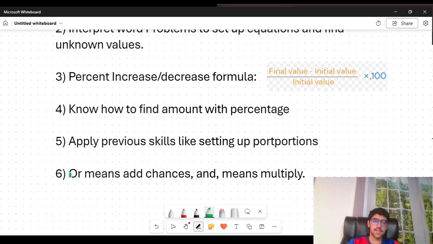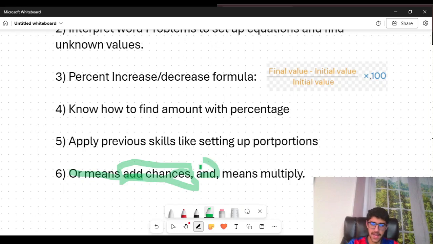And something good to know: if there are two percentages and the question says "or," that means you add the chances of something happening. So let's say there's a 5% chance of pulling a blue marble, 10% chance of pulling a red marble. If it asks you what are the chances of pulling a red or blue marble, "or" means to add, so you do 5% plus 10%, and you would get 15%.